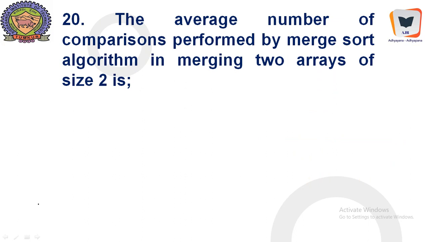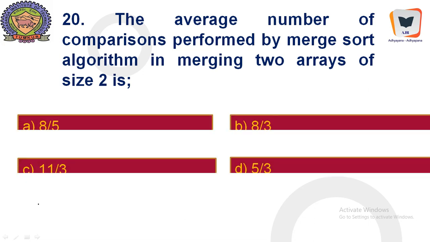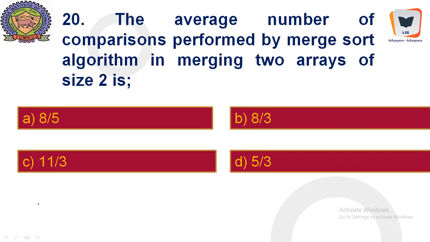Next, 28. The average number of comparisons performed by the merge sort algorithm in merging two arrays of size 2. Of course, we have to take an example here, because the average number of comparisons is pretty difficult to find out. But since the question involves only two elements, let us say the first case is A, B, C, D. We want to arrange this. This is a sorted array, and this is also a sorted array.